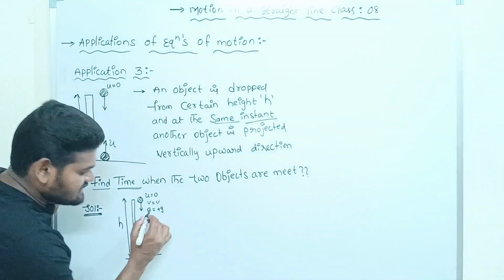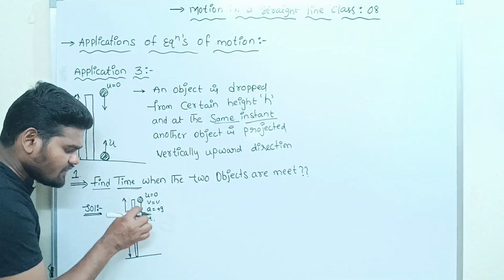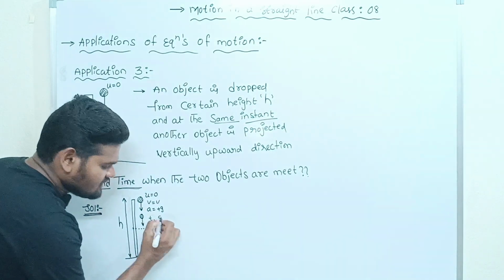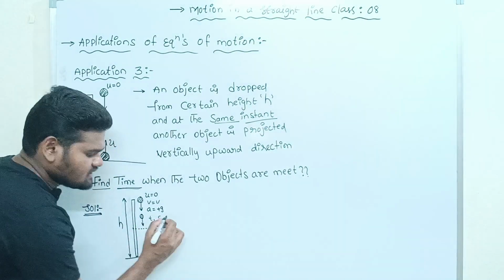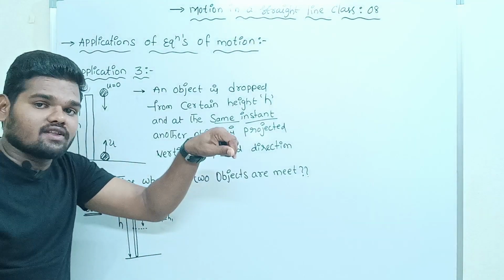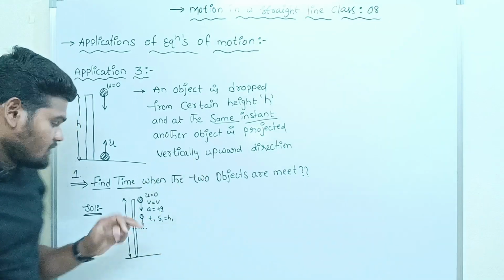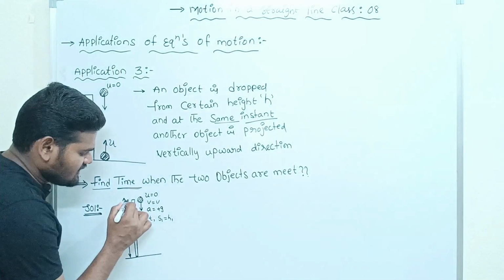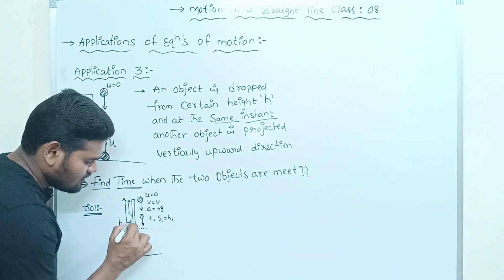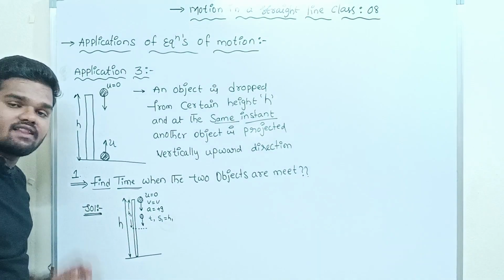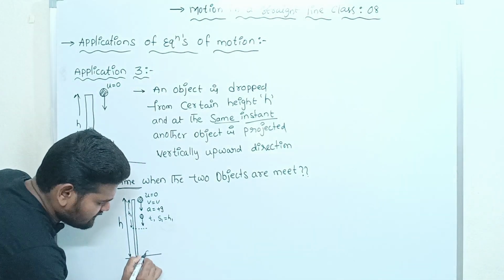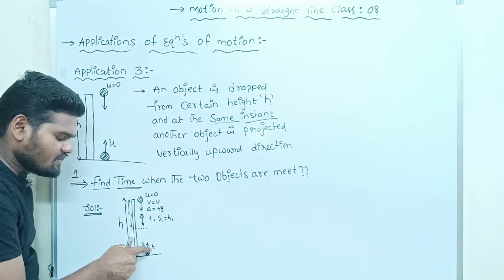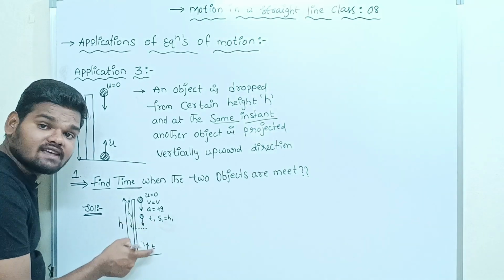Let us consider that in a time t the object is moving towards the ground, and it covers the distance s1 equals h1. We just drop the object from a certain height, and in a given time t it covers some distance, that is s1 equals h1. So this much distance the object has covered. We have projected one more object from the ground at the same instant of time. These two t's are the same.